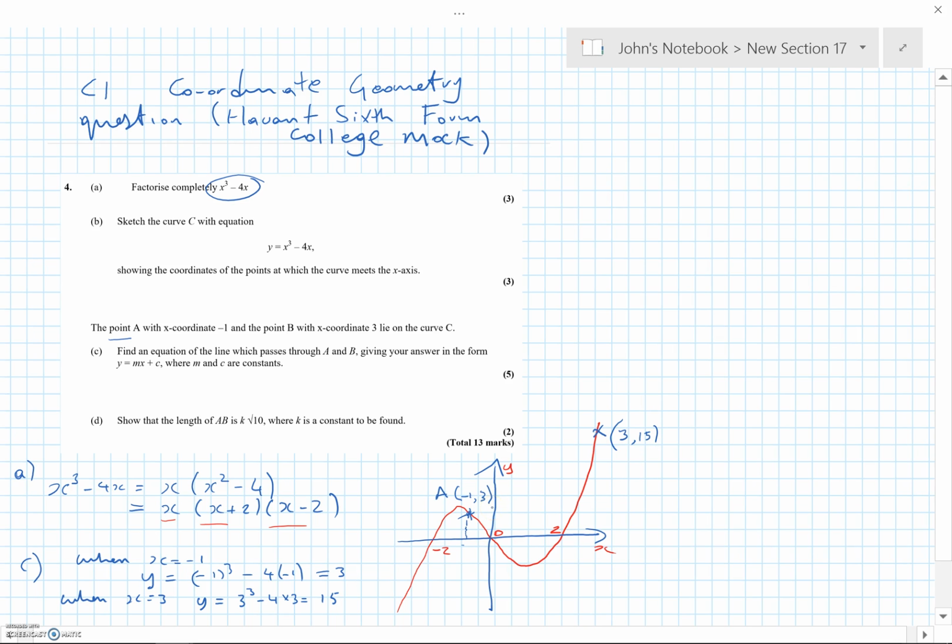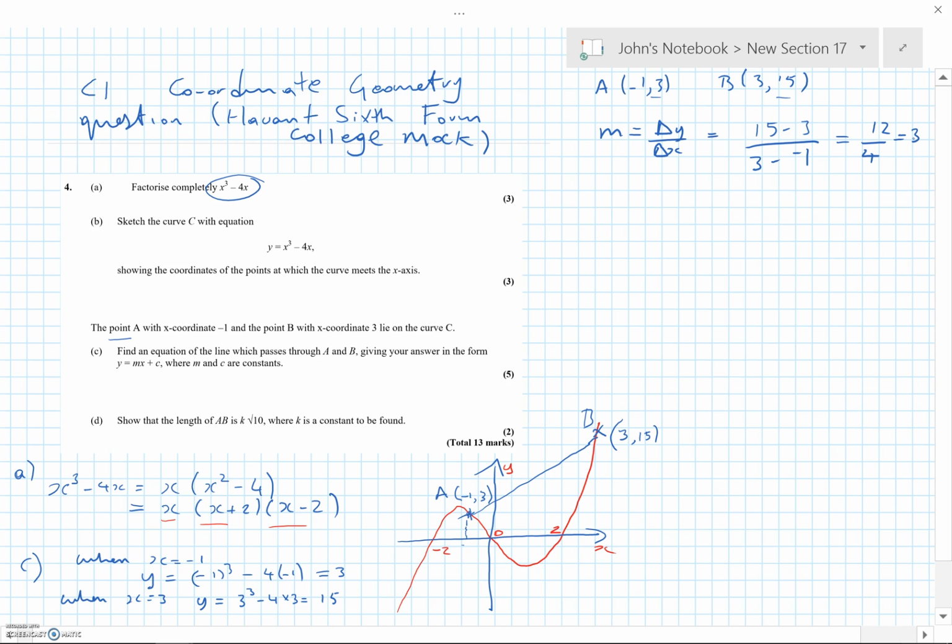Okay, so we're being asked to find the equation of the line joining these two. Now we've got these two coordinates. I'll write them up again here. We've got coordinates A (minus 1, 3), and B (3, 15). So we can work out the gradient, delta y over delta x, or change in y over change in x. So it's 15 take away 3, and then 3 take away minus 1. So that's 12 over 4, which is equal to 3.